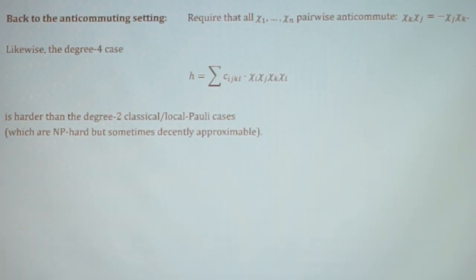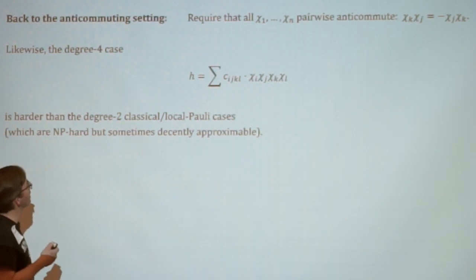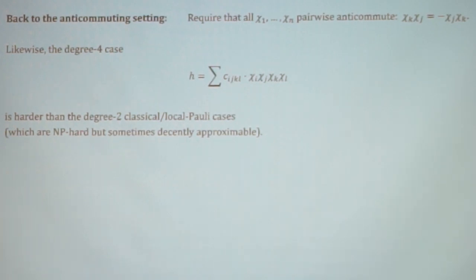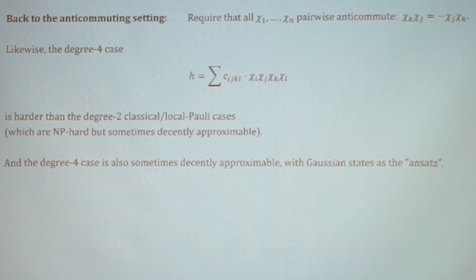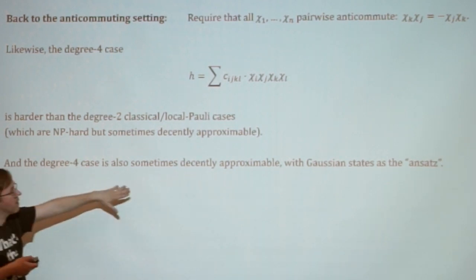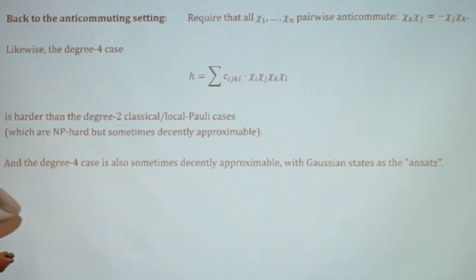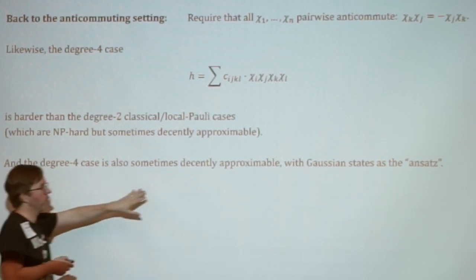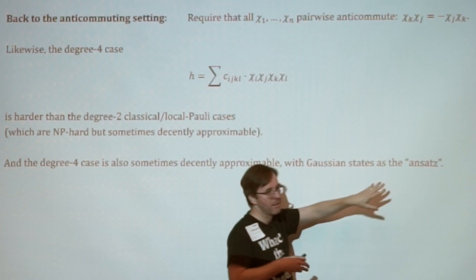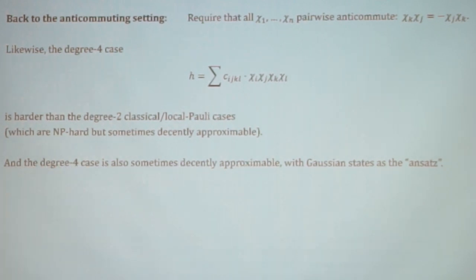So degree 4 in this case is at least as hard as degree 2 in these more familiar cases, but has the same spirit. It turns out that sometimes the degree 4 case is also decently approximable, and you can get some cool results with SDP rounding and stuff. And particularly, I'm not that familiar with this word ansatz, but when you use Gaussian states as an ansatz, there are many different kinds of states, but Gaussian states are a simple class of states that you can try as your optimizers.